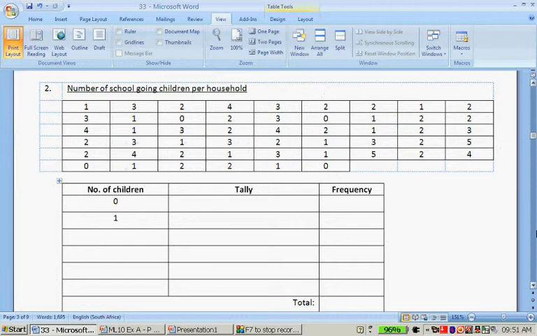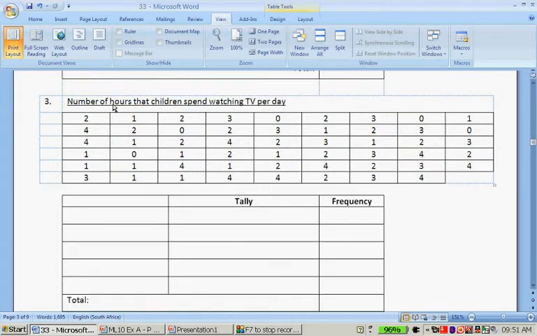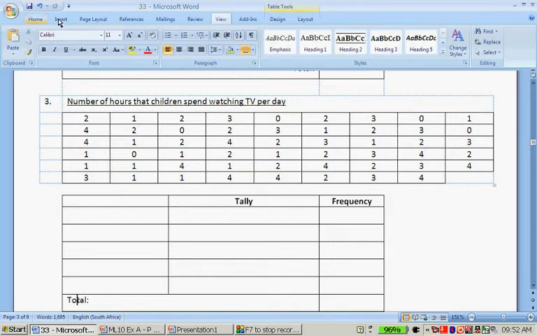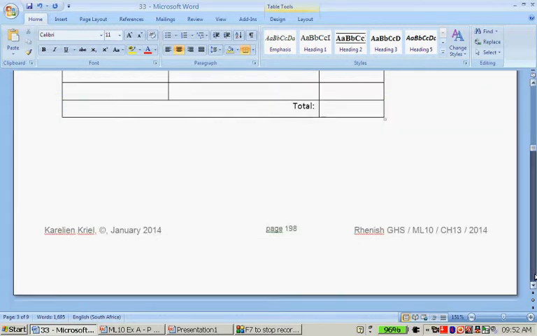Right, now let's go to question 3. The number of hours that children spend watching TV per day. So it's 2 hours, 1 hour, 2 hours, 3 hours, 0 hours, 2 hours, 3 hours, 0 hours, 1 hour, 4, 2, 0, 2. So here you're going to put in the number of hours watching TV: 0, 1, 2, 3, 4. Tally it and write up the frequencies.